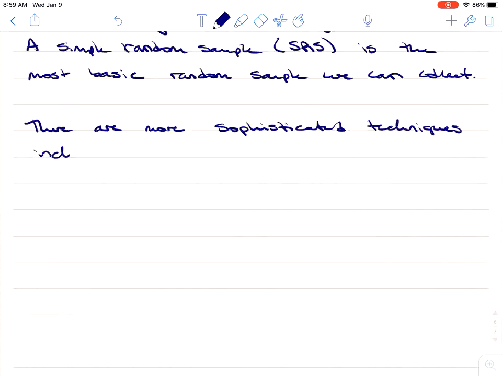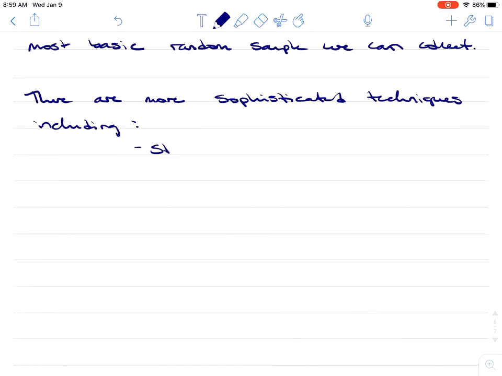Techniques including a stratified random sample. A stratified random sample is when you want to make sure that you target certain groups, right? You divide them into strata, right? Little groups. That's what a strata is. Right? And then you do random sampling within each strata.